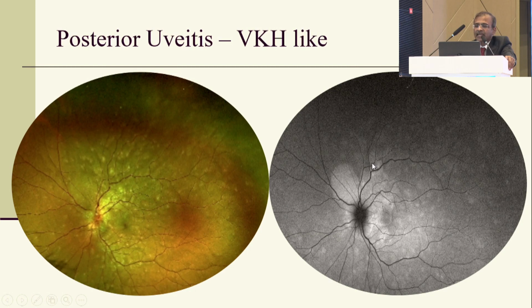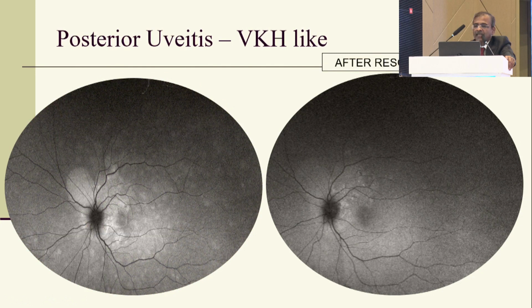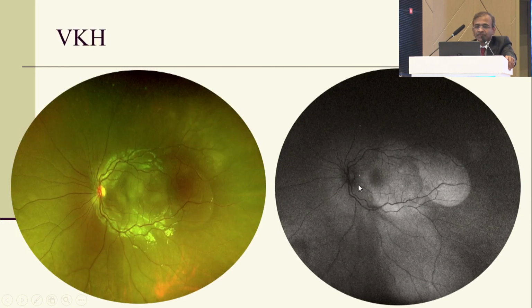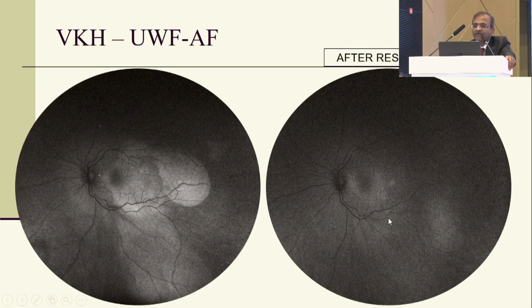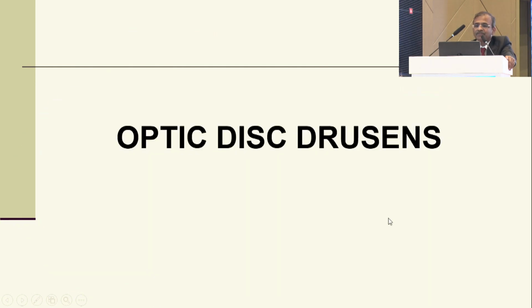So in VKH also it is helpful, because here again this area almost looks normal, but on autofluorescence you can see it is hyperautofluorescent, and the total area can be delineated where there is activity, which over a period of time heals, and after resolution it is almost cleared up. Similarly, in this case, extensive hyperautofluorescence is seen, which clears up after resolution with your treatment.